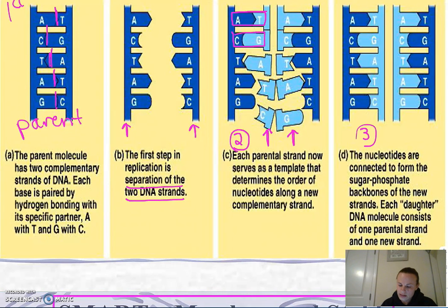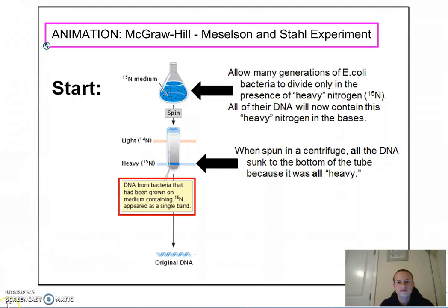Lastly, the nucleotides are connected to form the phosphate sugar backbone, and then each daughter molecule, so this is a daughter molecule of DNA and this is a daughter molecule of DNA, consists of the parent strand, here's our parent strand, the dark blue, and 1 new strand, where the new strand is our light blue.